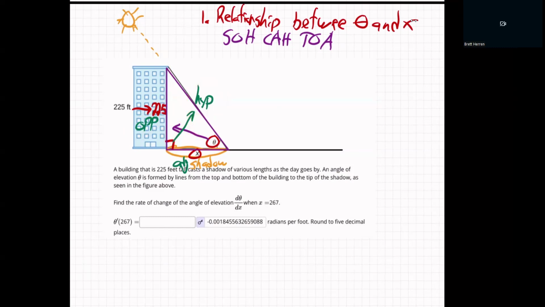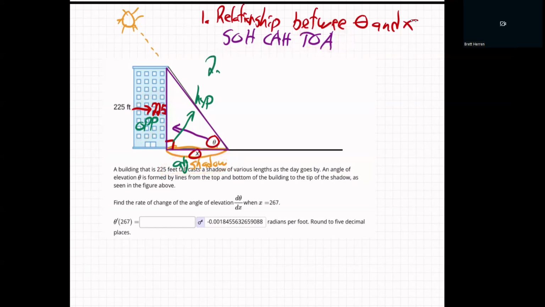So how do you know if you need sine, cosine, or tangent? Here's how you know. You need a connection between theta and x. What is x? The adjacent. And what else do you know? You know the opposite. You don't know the hypotenuse. We have no idea about the hypotenuse, so we don't want to use it. We just know the opposite is 225, and the adjacent, the shadow, is what we want. That's our x. So we want a trig relationship between adjacent and opposite. Which trig relationship involves adjacent and opposite? Tangent, right?